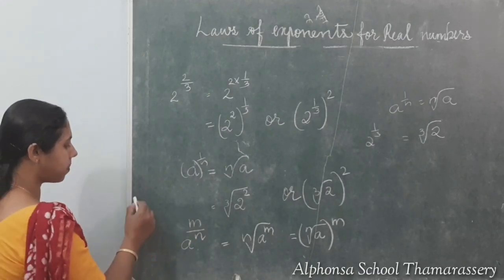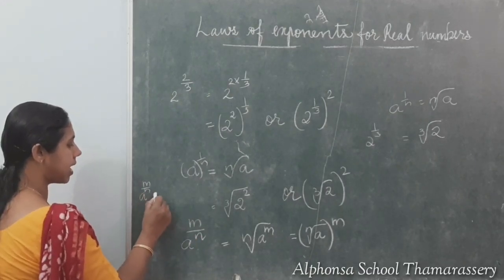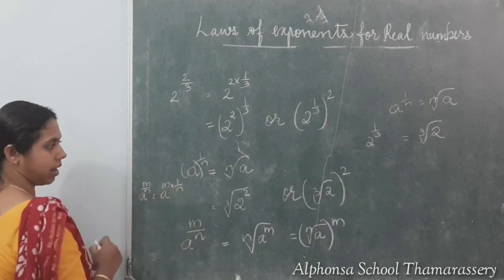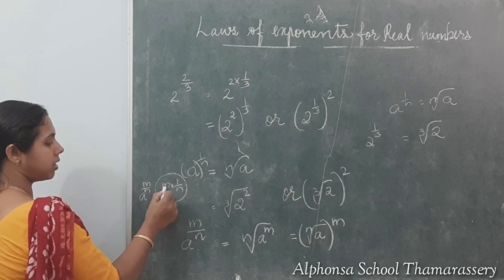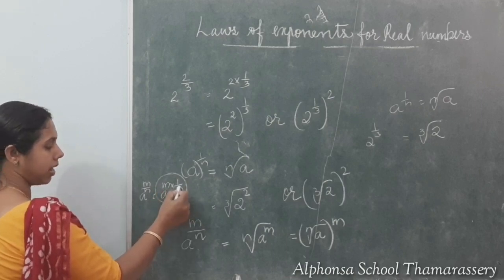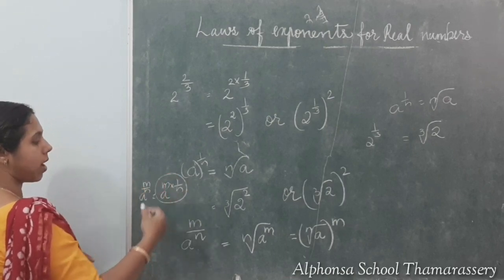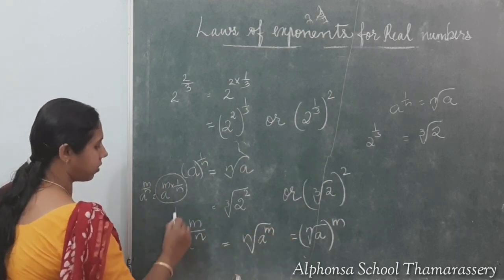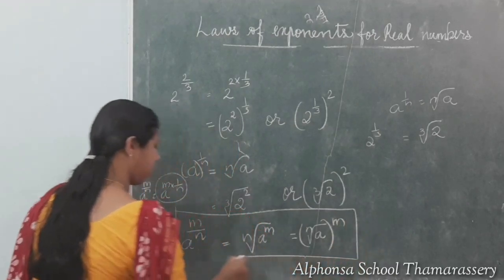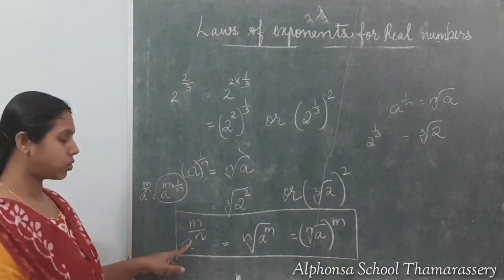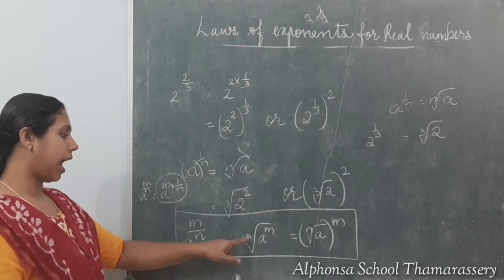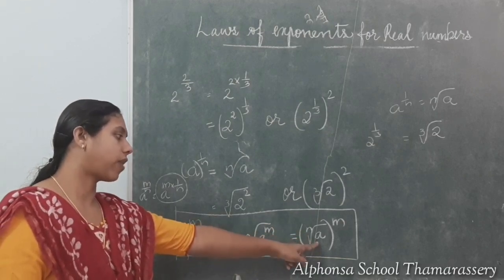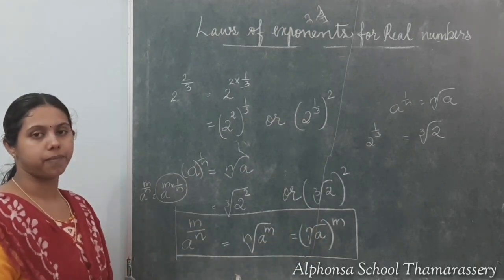Because A raised to M by N, we can write it as A raised to M into 1 by N. A raised to M, it will be in the form of A raised to M into N. That means we can write A raised to M whole raised to N. So both ways you are able to write. So we are getting a new identity or new law of exponent. A raised to M by N is equal to nth root of A raised to M, which is also equal to nth root of A whole raised to M.